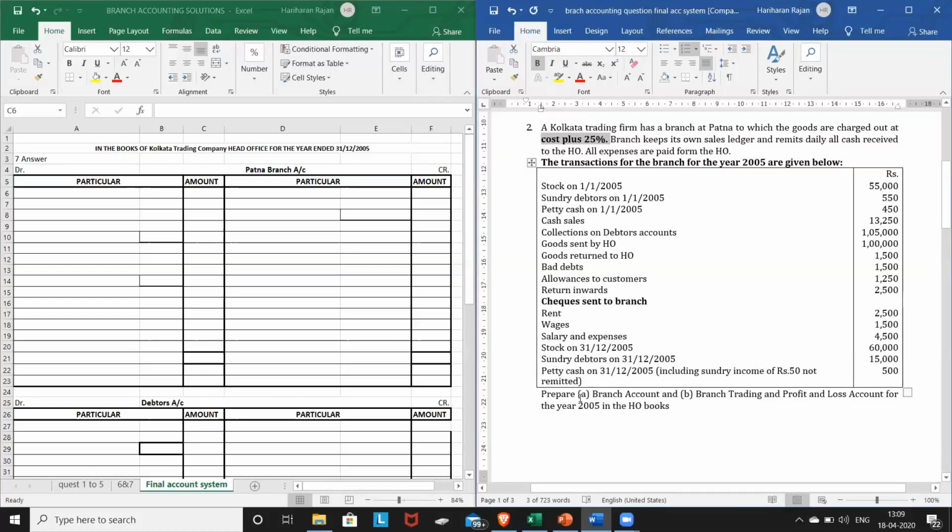So what we are supposed to do, we're supposed to prepare the branch account and trading and profit and loss account for the year ended 2005. So let's start with the problem.